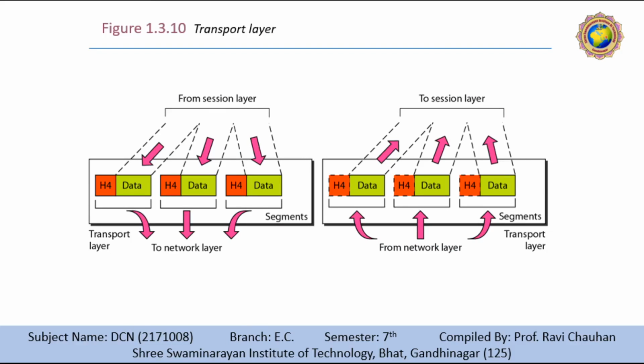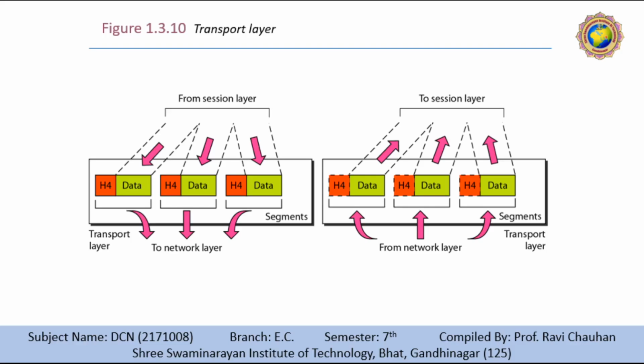This particular figure shows the relationship between the transport layer, the network layer and the session layer. Data comes from the session layer, a particular procedure occurs at the transport layer, and that data is given to the network layer. Segmentation occurs at this transport layer. As I already told you, each layer has its own mechanism to deal with our data.